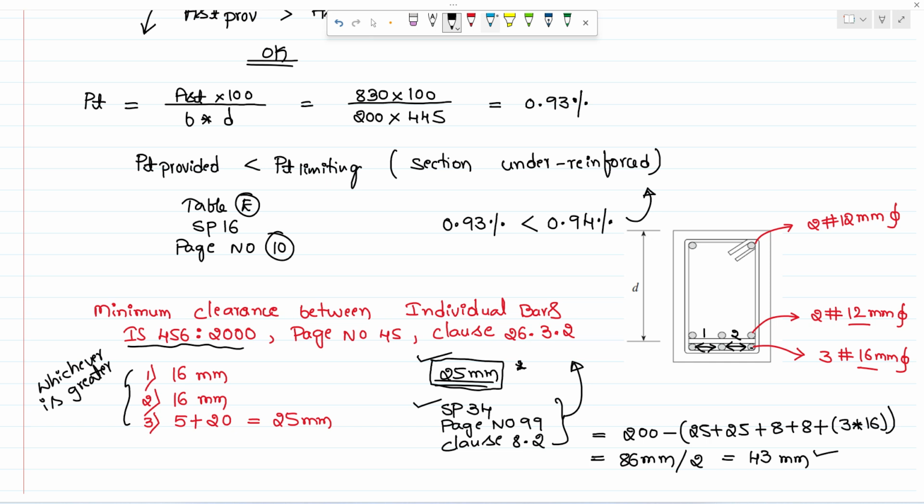Okay, so here it is 43 mm, which is greater than 25 mm. So hence it is okay. So this check, it has been passed. Minimum clearance between individual bars.